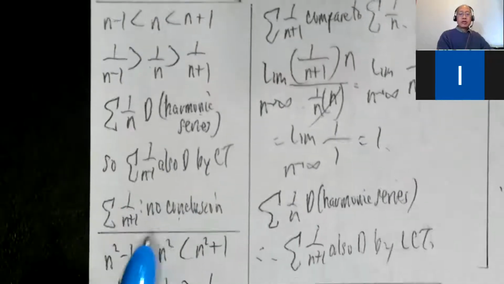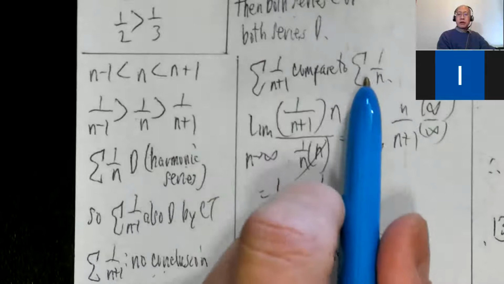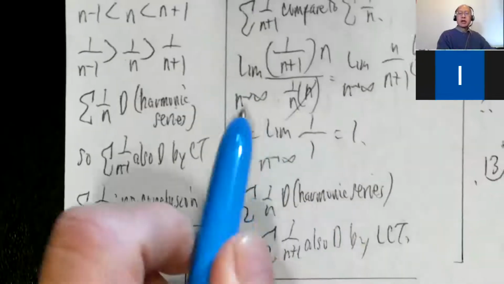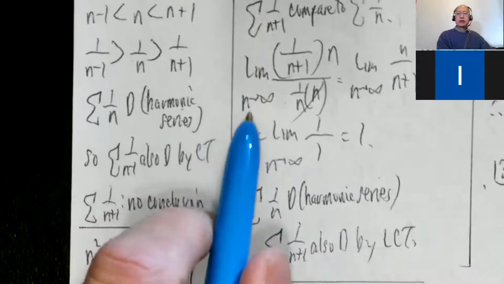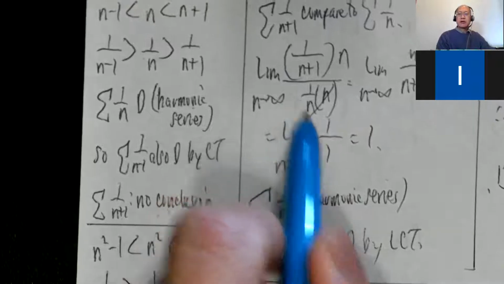Okay? So for this one, summation of 1 over n plus 1, the one where I can make no conclusion, I can make a conclusion if I still compare it to the harmonic series and use the limit comparison test. So how does it work? Take the limit as n approaches infinity of 1 divided by the other. So 1 over n plus 1 divided by 1 over n.